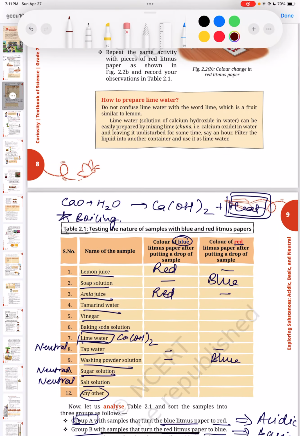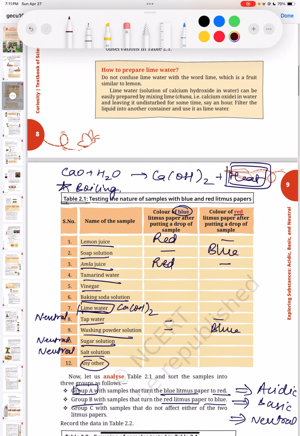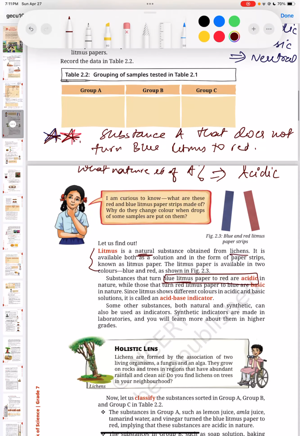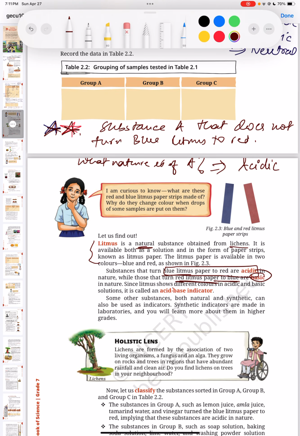Okay, so as I already told you in this particular table, things like lemon juice, amla juice, tamarind water, all of this will turn blue litmus to red, and they are acidic. The substances that turn red litmus to blue are basic. All right, and the ones that do not do any of these are called neutral, which they have not written over here, but it's fine.